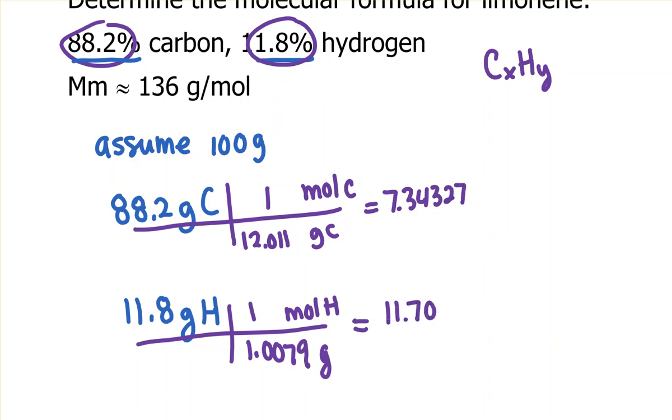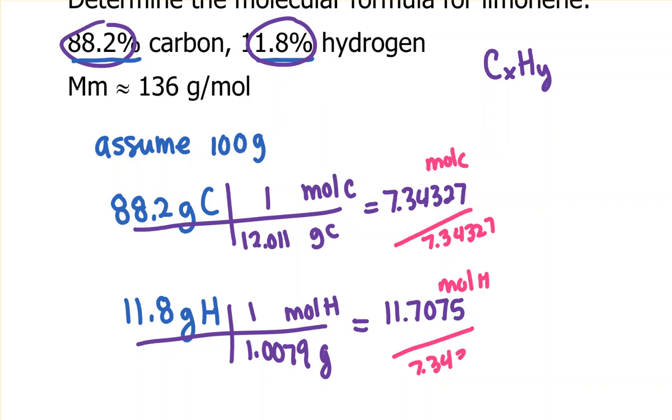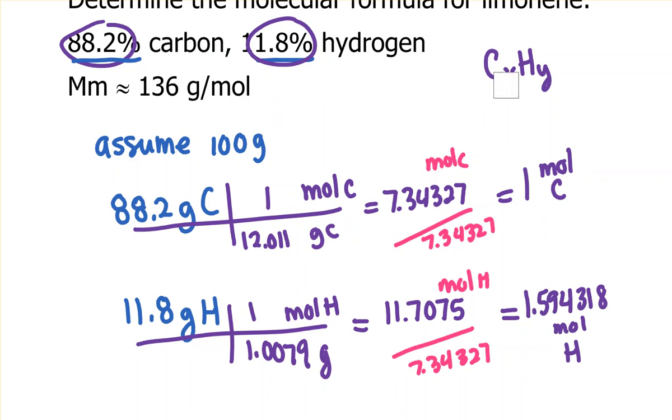I look at my numbers, and they're not whole numbers, but my next trick is that I divide these by the smaller of the two. So the smaller of the two is the 7, so I'm going to divide them both by the 7.34. And this gives me, of course, 1 here. But here, it doesn't give me a whole number. And so I would be good with my x. It would be a 1. But my subscript on the hydrogen would not be a whole number.